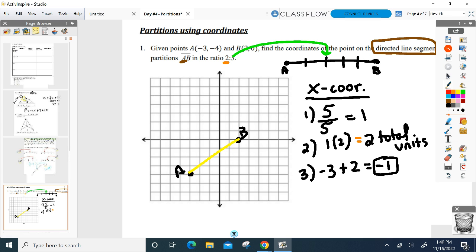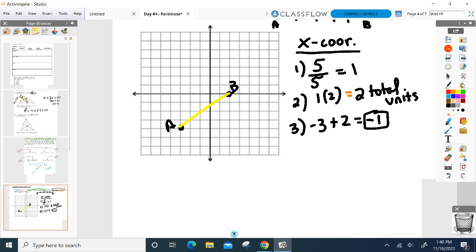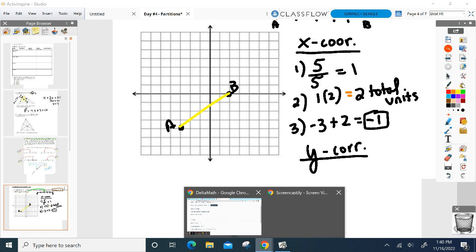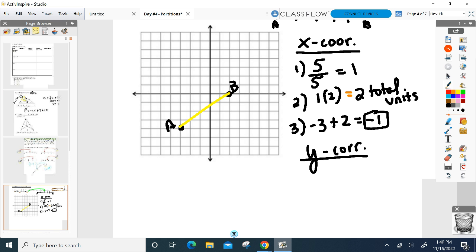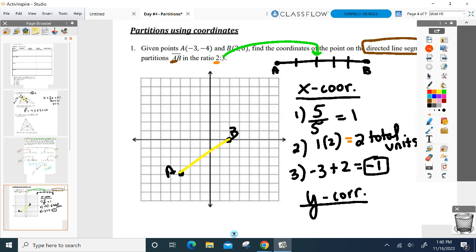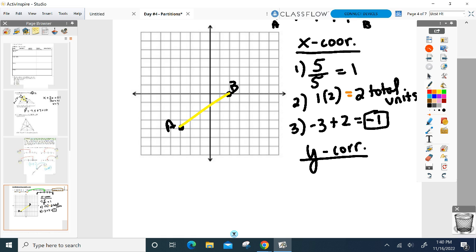Next up, how about the y-coordinate? Same process. Now everyone look at A and B. How about the distance of the y-coordinates? Start calling on some people now. 4 units, is that correct? Yes, 4 units.